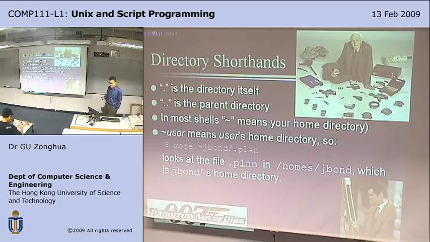There are some shorthands. Dot is the current directory itself. And double dot is the parent directory, the one level above you, above dot. And tilde, in most shells, means your home directory. And tilde user means the user's home directory.